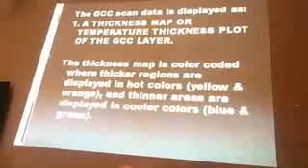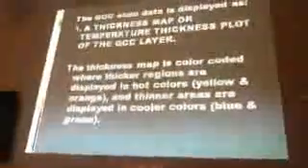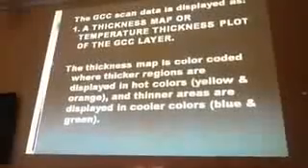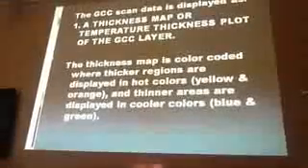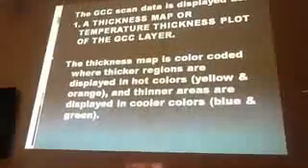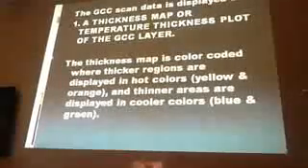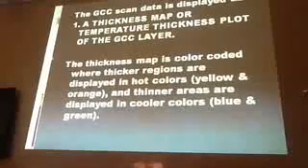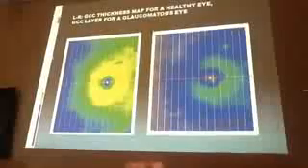The thickness plot, now we know, is color-coded, where thicker regions are displayed in hot colors, yellow or orange, and then thinner areas are displayed in cooler colors, blue and green. So you study what colors your own machine uses. The hotter colors for this RTVue are yellow or orange. For the thinner areas, they use blue or green. So you see what is happening here.